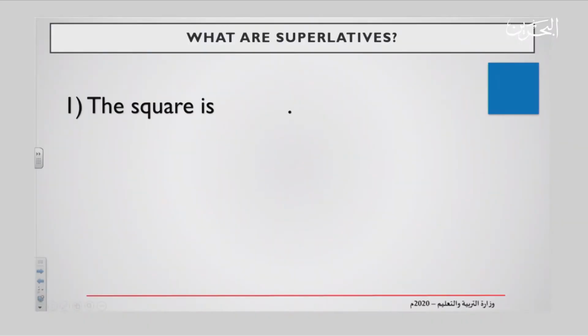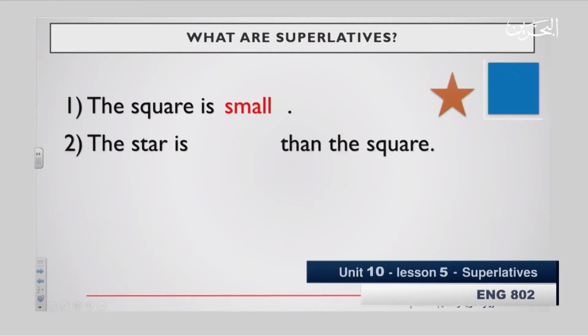Let's read the sentence. The square is... you have to use an adjective to fill in that gap. And the adjective I have chosen is small. So the square is small. Now, I added a star. I'm going to compare the star to the square. The star is smaller than the square.